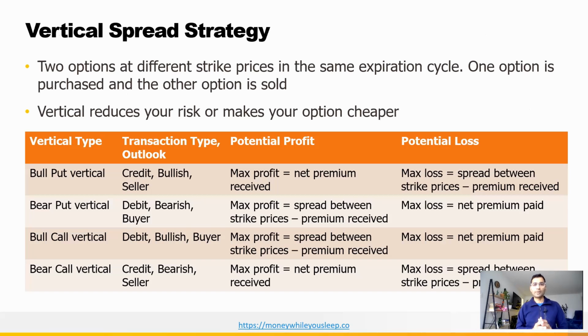So what is vertical spread strategy? Verticals are also called spread or vertical spread. They're nothing but two options at a different strike price in the same expiration cycle. We will look at the example to understand them. Out of these two options, one of them is the buying leg, and the other option is the selling leg. Okay. So vertical spread strategy is basically used to reduce the risk if you are a seller, or if you are a buyer, it helps you to make the option premium cheaper. Okay, we'll look at the example.